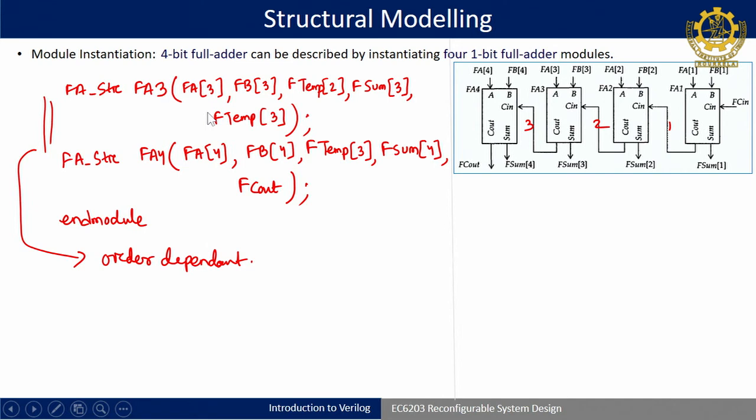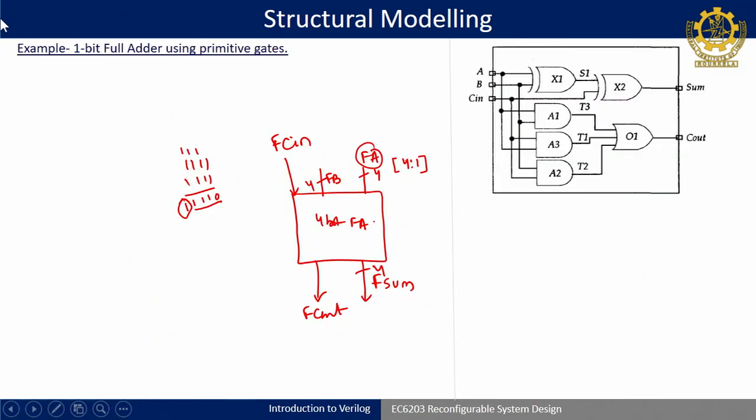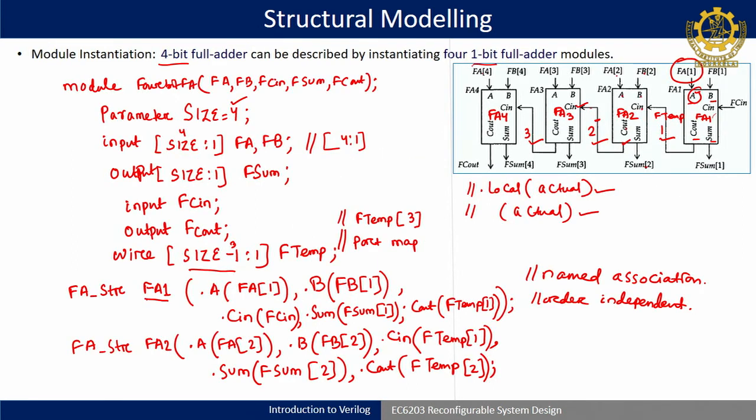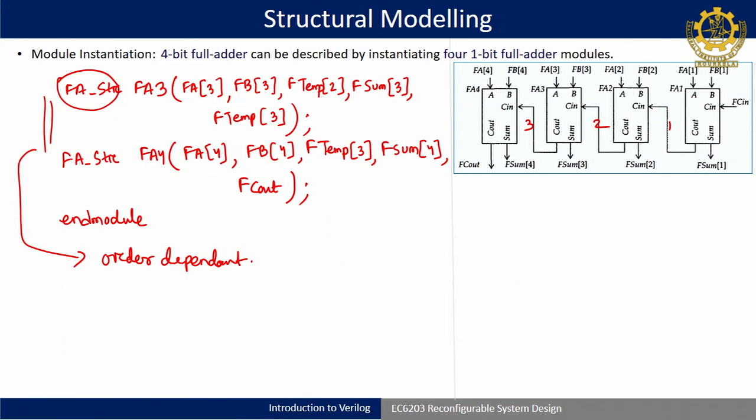That dependency will be maintained with whom? You have to maintain it with this fellow, your sub module. So I have to go to the sub module to see what I have defined: A, B, C in, sum and C out. If I have defined A first, then B, then C in, then sum, then C out, then in this order, while simulating or synthesizing, the tool will connect A first, B second, then C in, then sum, then C out. Getting my point? So that order dependency is there in this type of syntax.